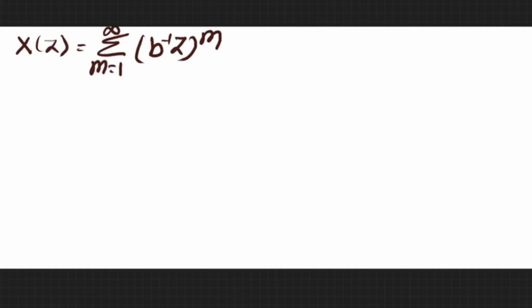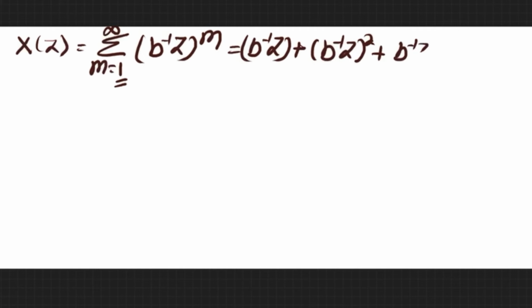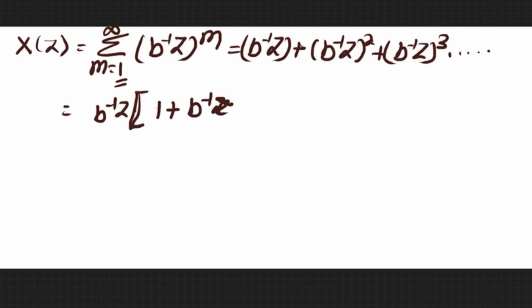Now we will expand X(z), which equals summation from 1 to infinity of (b inverse z) to the power m. For m equals 1, we get b inverse z, plus m equals 2, we get b inverse z square, then b inverse z to the power 3, and so on. Now we can take b inverse z out of the bracket and write the rest inside the bracket as 1 plus b inverse z plus (b inverse z) square plus so on. The series will go up to infinity.